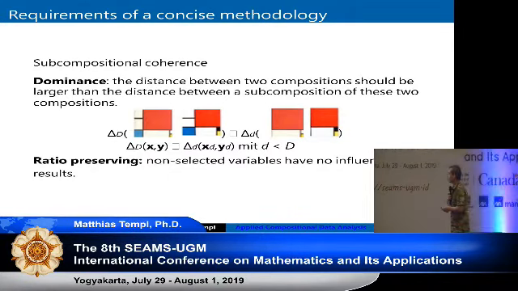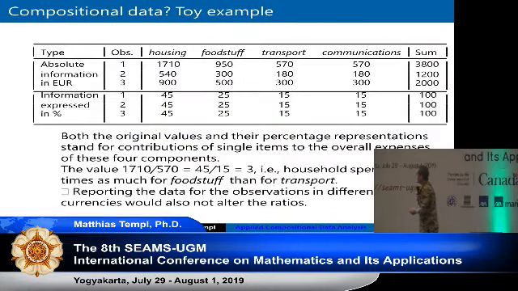So another compositional data set, this is a toy example. We see expenditures on housing, foodstuff, transport, and communication. And we see if we express it in absolute numbers or in percentages, the ratios are the same. For example, 1,710 divided by 570 is exactly 3. But if you express the data in percentages, that's the same. So we should get the same results also if we analyze this data or we analyze the percentages.